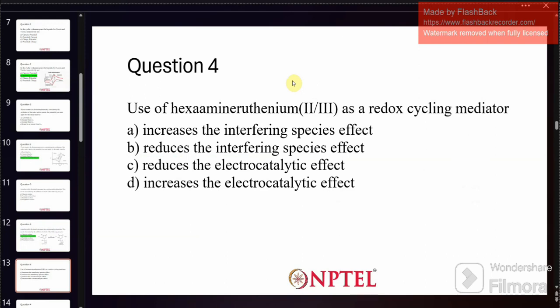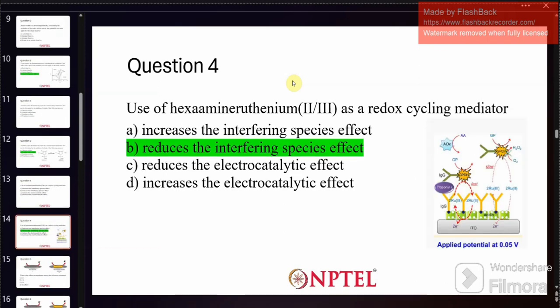So next question is, the use of hexaamine ruthenium as the redox cycling mediator increases the interfering species effect, reduces the interfering species effect, reduces the electrocatalytic effect, or increases the electrocatalytic effect. Basically, if you use ferrocyanide, you need a higher potential to be applied. This leads to degradation of other elements present in the redox cycle, and leads to interference in the actual readings we want. So to reduce the potential needed for the redox cycling reaction to occur, we use hexaamine ruthenium instead of ferrocyanide. So it reduces the interfering species effect.